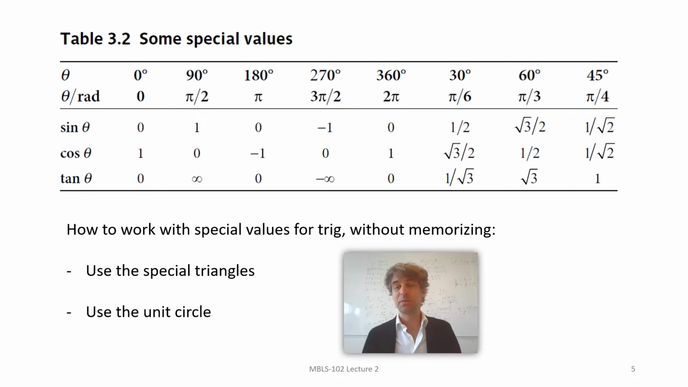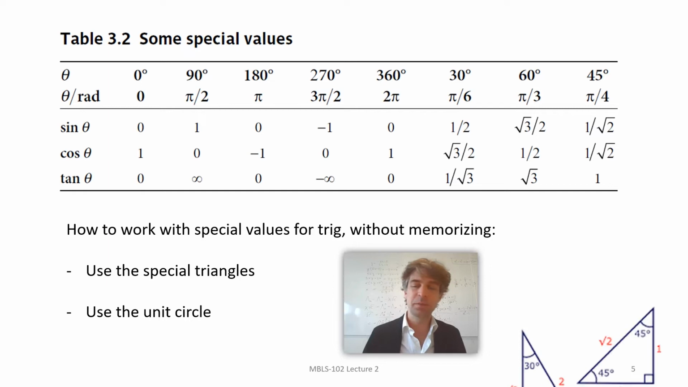Well, I'm sure you've encountered this type of table with exact values of the sine, the cosine, and the tangent for specific angles, either in radians here or in degrees. And well, you can learn them by heart if you like that. But personally, I hate that. So I'd rather have a clever way to compute them. And you've probably seen that before as well.